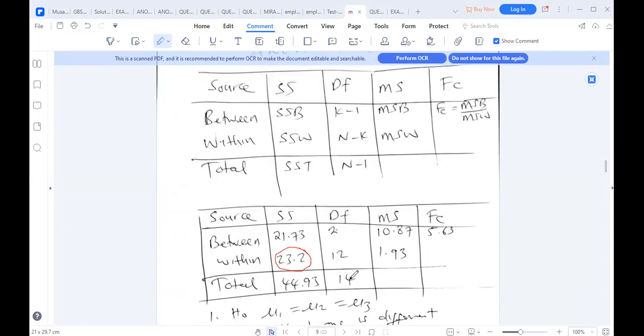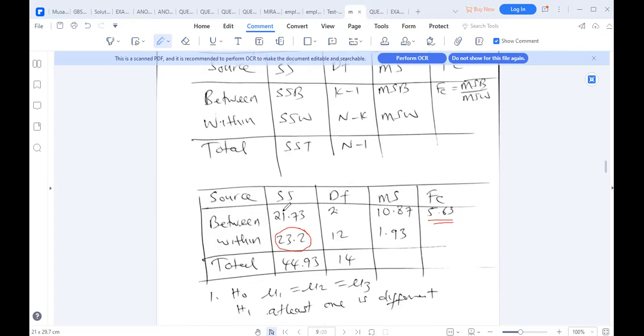Then we total up there to get 14. So 2 into that, 10.87. 12 into that, 1.93. And finally, we divide the MS within into the MS between. So 1.9 into 10, we get 5.63.